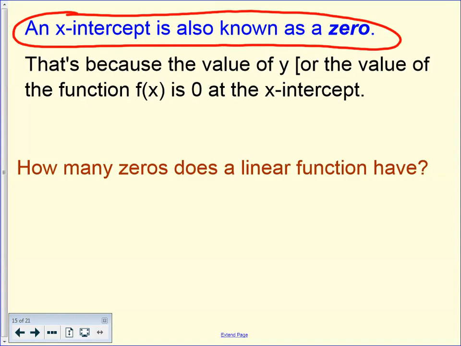Now, how many zeros does a linear function have? The same number of x-intercepts that a linear function has, which is 1. Every time, your zeros and your x-intercepts, you're only going to have 1 for a linear function. So you want to write those two things down. Zero is another name for x-intercept, and you can only have 1 zero on a linear function.